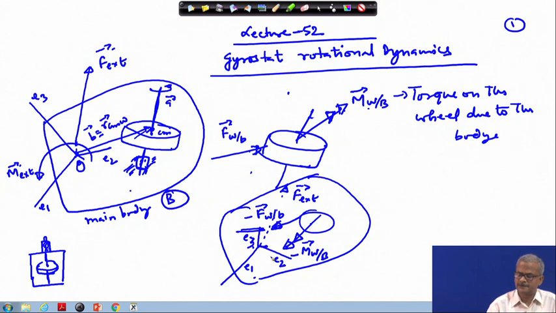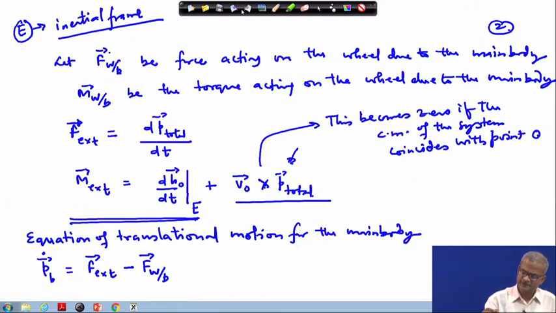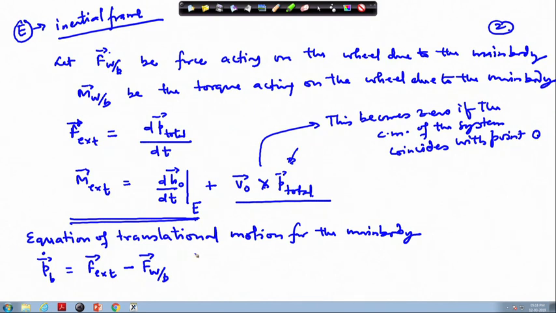So, we need to show that. So, F external and this force is shown like minus F W B. So, this we have to write. So, this is the beauty of the vector notation, that we do not have to worry. Later on we can change all the directions along the body axis.